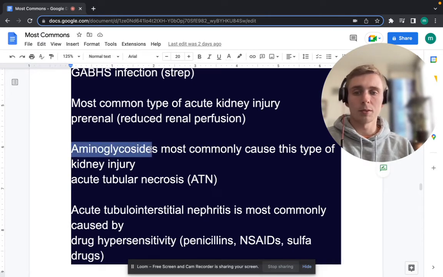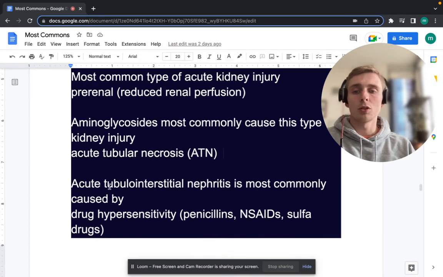And what are some examples of aminoglycosides? Aminoglycosides are like your STANG antibiotics: streptomycin, tobramycin, amikacin, neomycin, and gentamicin. The most common is gentamicin. So STANG antibiotics, that's your aminoglycosides. They most commonly cause ATN with epithelial and muddy brown casts.